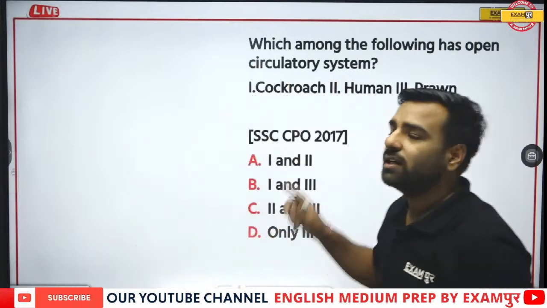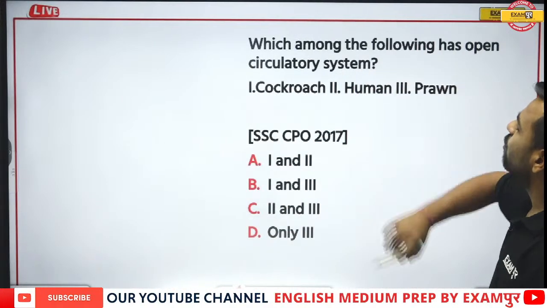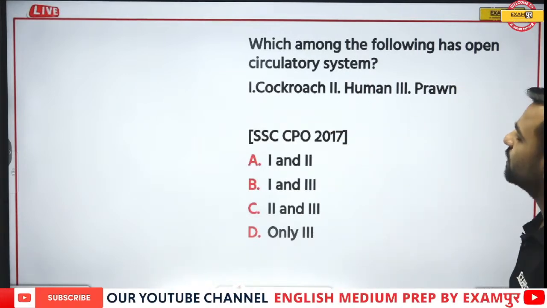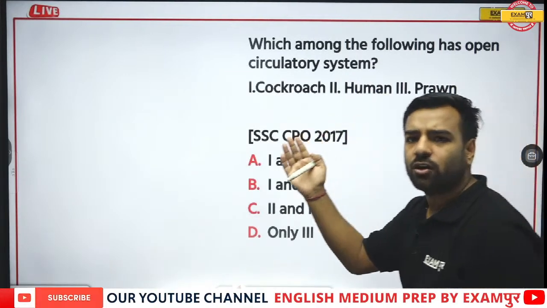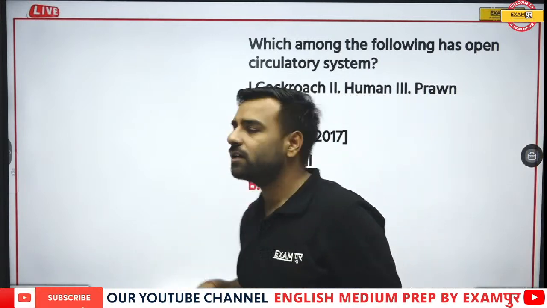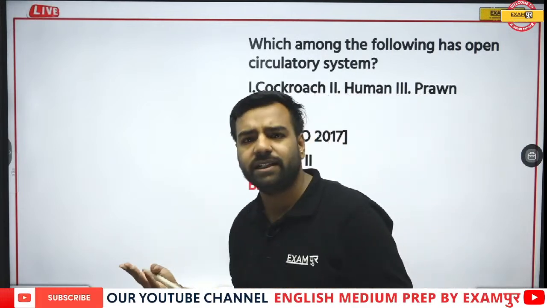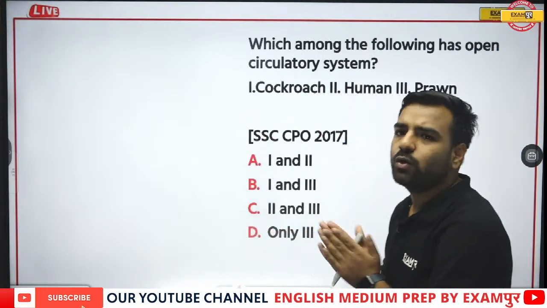Just have a look. Which among the following has an open circulatory system? Cockroach, human, prawn. These are the 3 options. You must know what a cockroach is. Who are humans? We are humans, right? Prawns are actually aquatic animals. Some of the prawns can be eaten as well. So let's see who can give this answer.